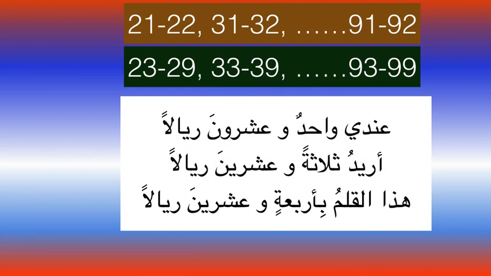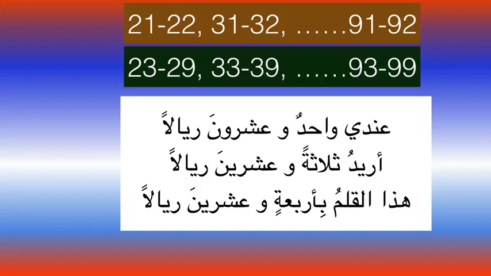So again we come to the groups from 21 to 22, and from 23 to 29. So what will happen is they will decline in a normal way. For example, عندي, I have واحد وعشرون ريالا. So the thing to notice is واحد وعشرون, so it is combined together. This wow is ataf and عشرون is معطوف على واحد.